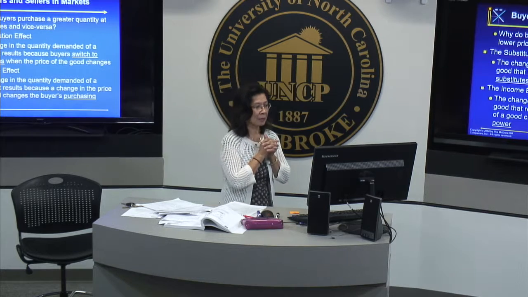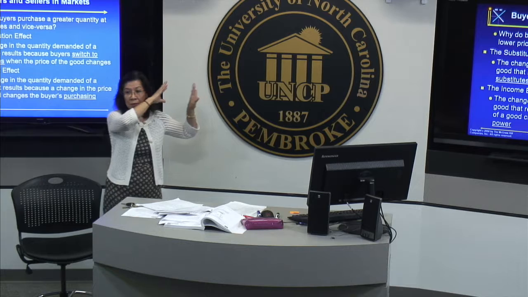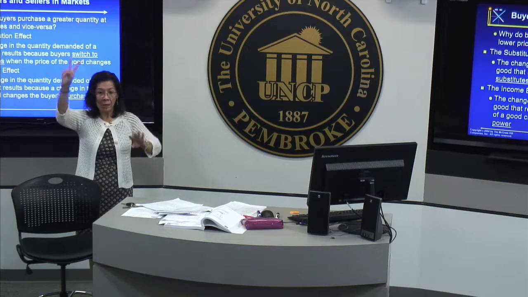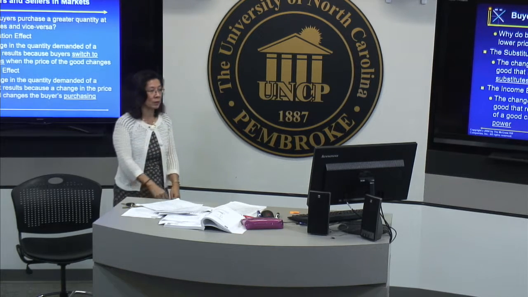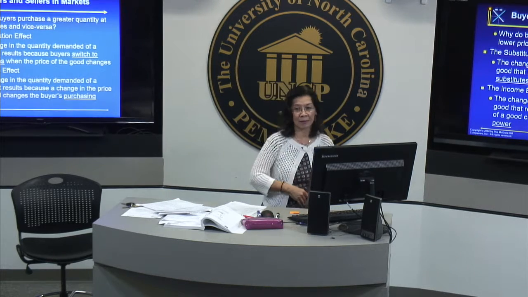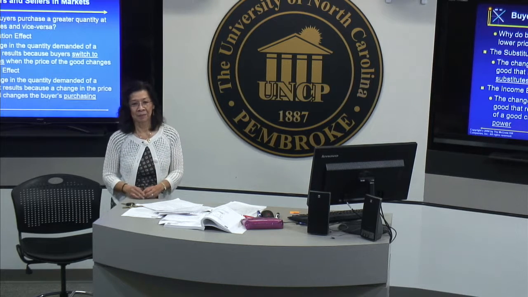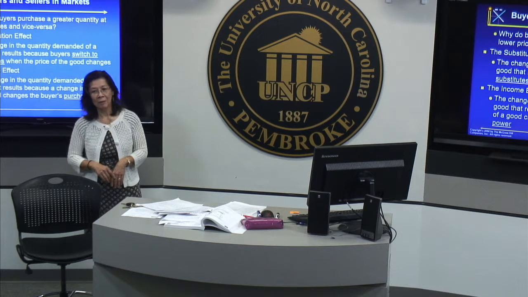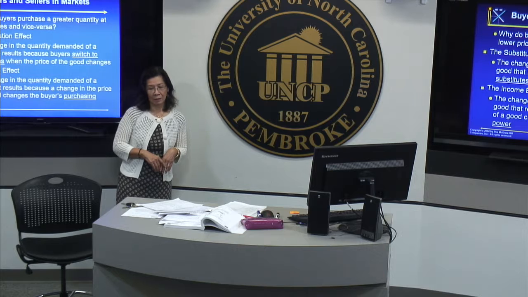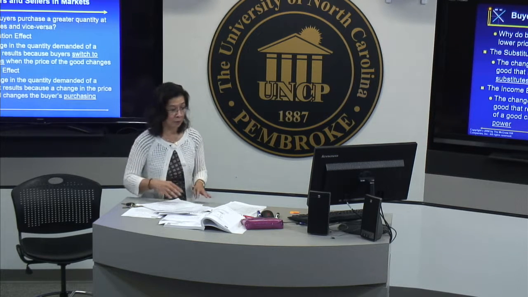Why do buyers buy a greater quantity at a lower price and vice versa? The way to explain this downward sloping demand curve, there are 2 hypotheses. The first one is known as the substitution effect. The second one is known as the income effect. The substitution effect is very straightforward. Now, let me ask you this. A lot of people would agree that Coke and Pepsi are very good substitutes.